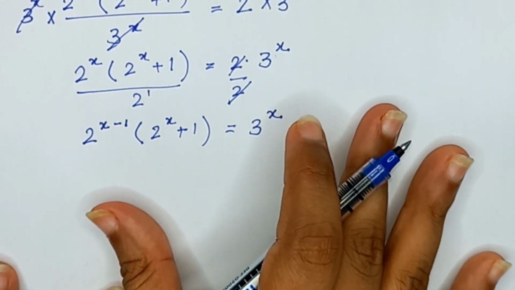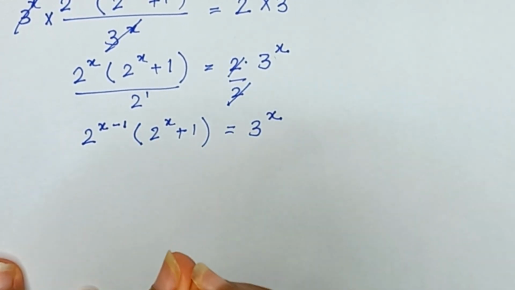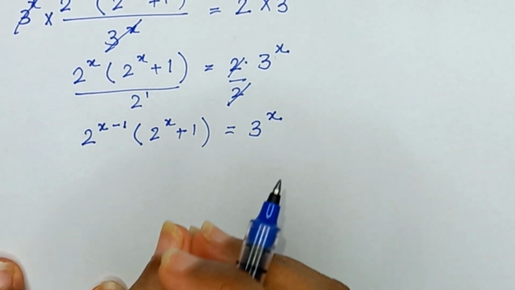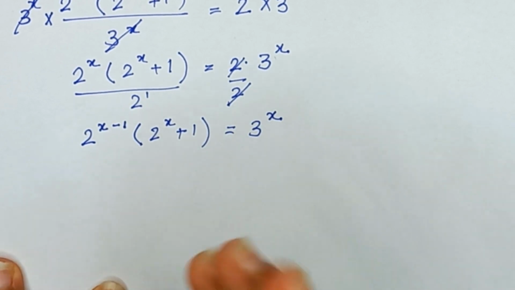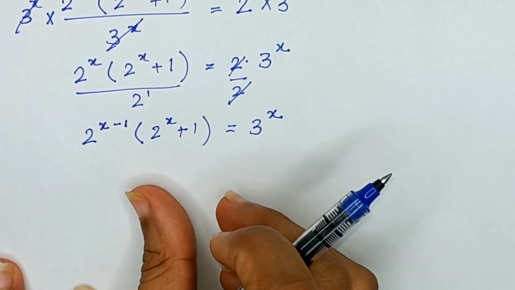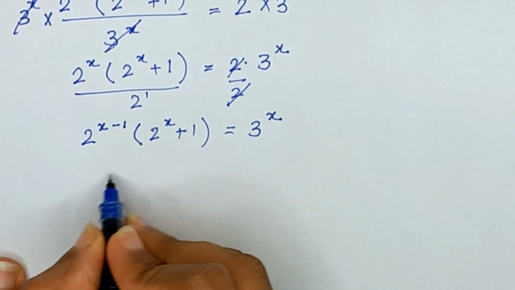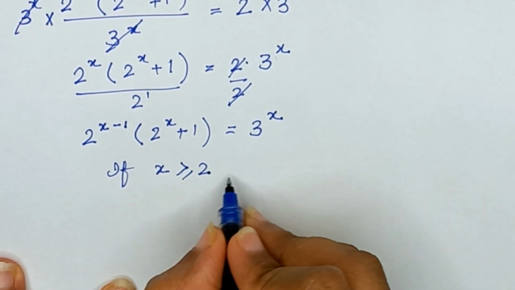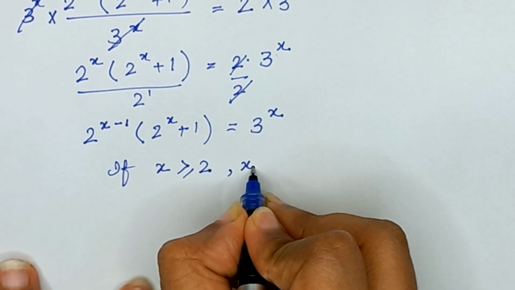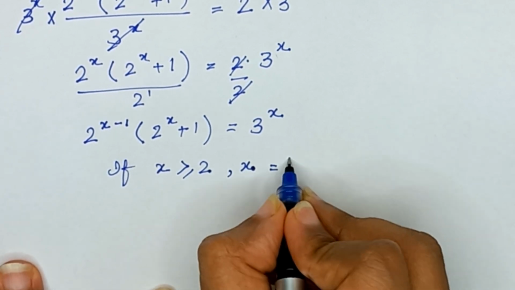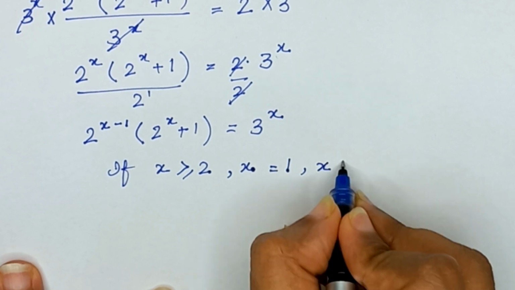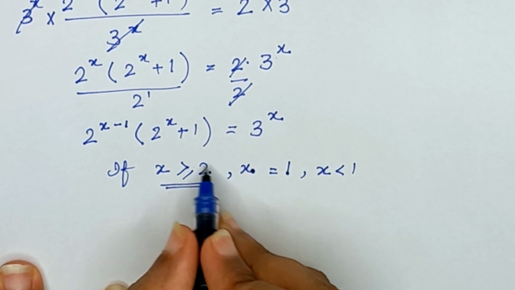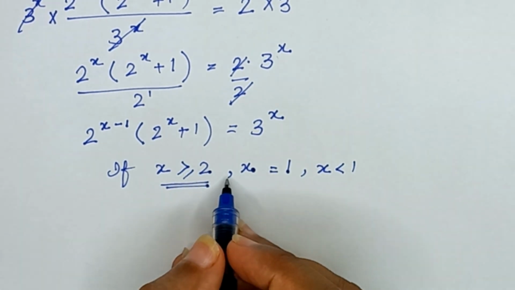Now here we will check which value of x satisfies this equation, and also which value of x is the solution of this equation. So here we will check for x greater than or equal to 2, and also for x equal to 1, and also for x less than 1. First of all, I will check if x is greater than or equal to 2.